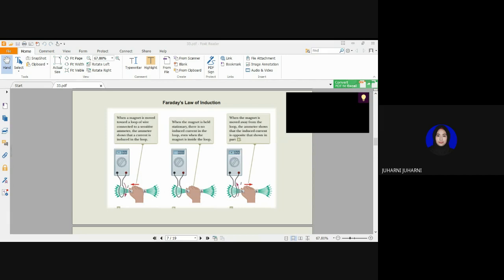There are actually many applications of Faraday's law in our daily life that maybe we don't realize, but if you know the principle right now, maybe you can identify, oh, this one is an example of a Faraday's law application. That's why physics is really important to learn, because the application is really needed.